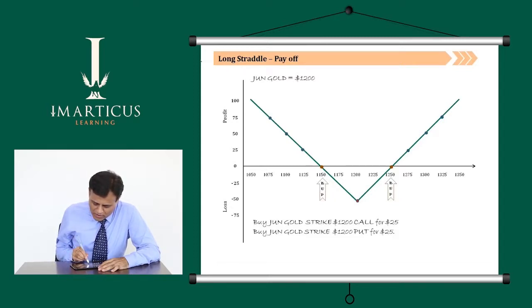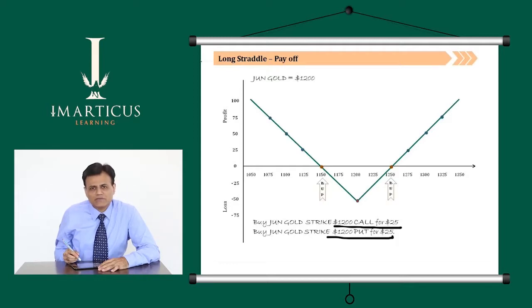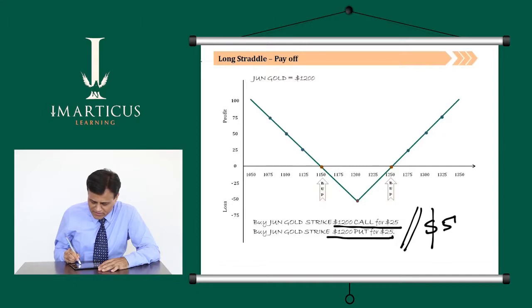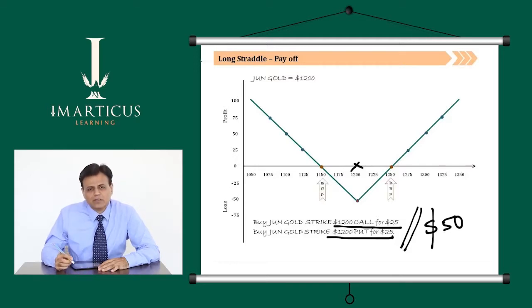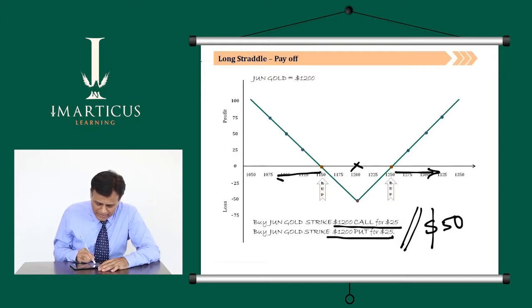We have bought a call for $25 and we have also bought a put for $25. So the total cost for this strategy is $50. The price of gold is $1,200, and having paid $50, we will only stand to gain if the gold prices were to go beyond $1,250 or below $1,150.